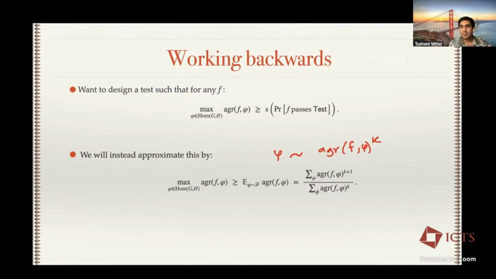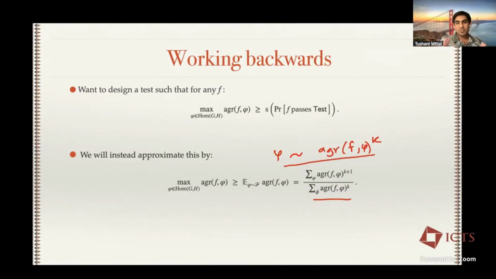So if I give a weight of this agreement to the k to phi, and if I compute this expectation, I just get this simple inequality. And this procedure makes sense. You want to look at phis, you should give it more weight if they agree more with the function.